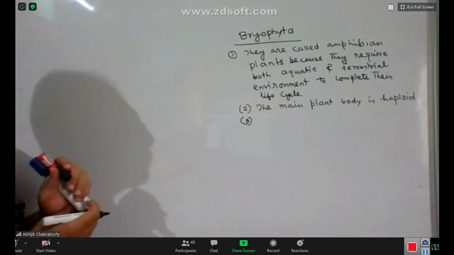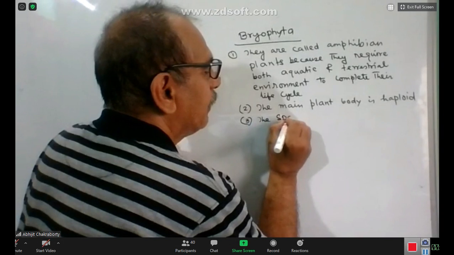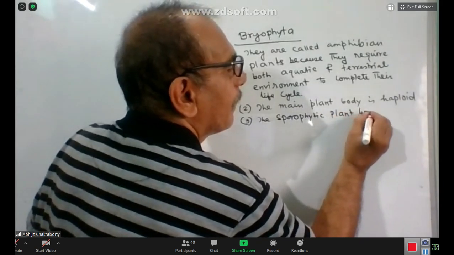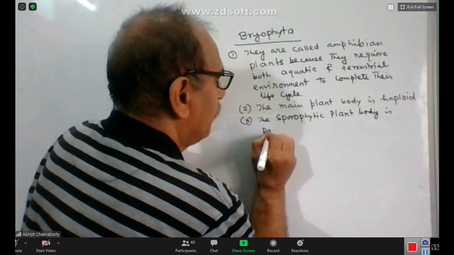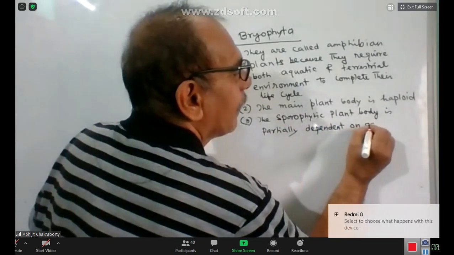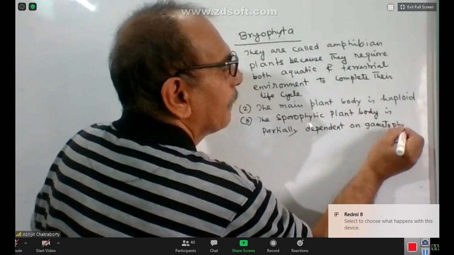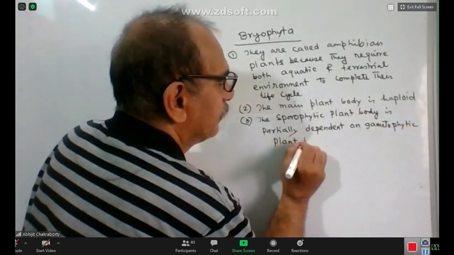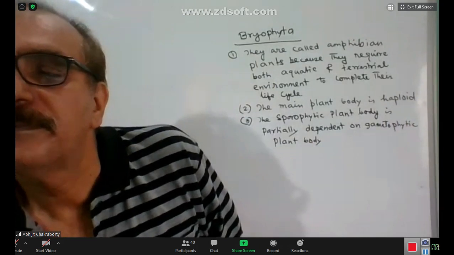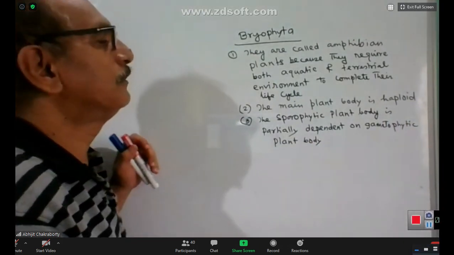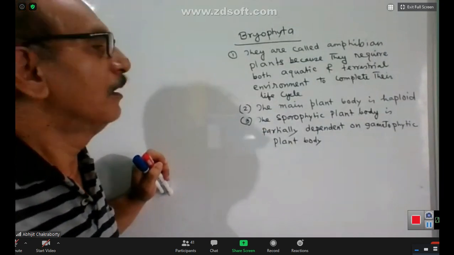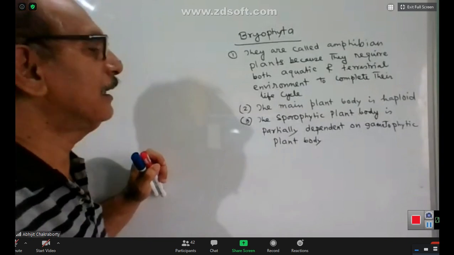Next one, the sporophytic plant body is partially dependent on gametophytic plant body. Although sporophytic and gametophytic stages are almost equally distributed, where it is found, the sporophytic plant body is partially dependent on the gametophytic plant body. That means I will show you when I will be discussing the life cycle pattern.